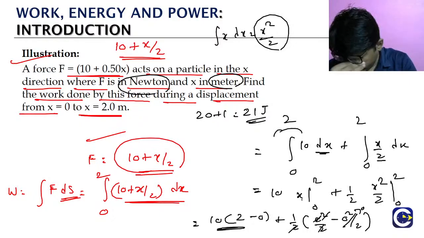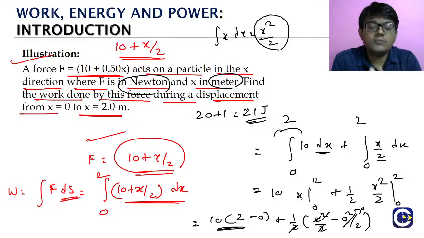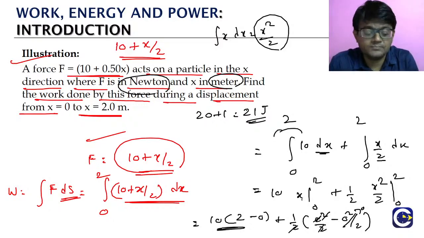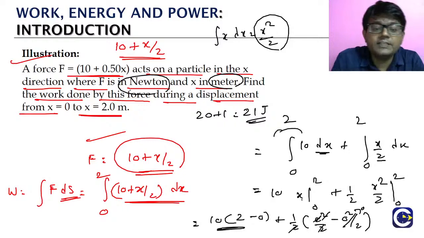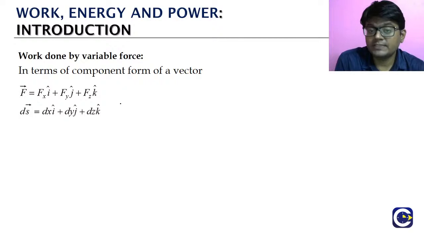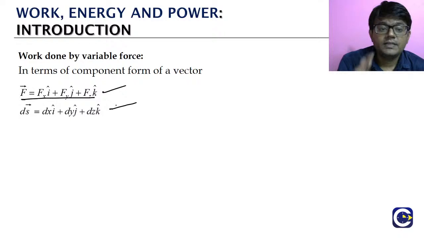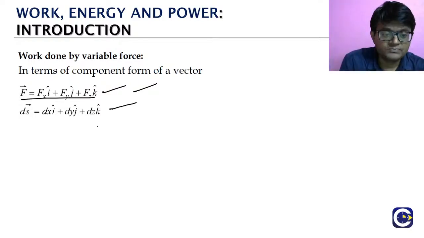Now in this case the force and the displacement are happening in the same direction. But if the force and the displacement are not in the same direction, even for the small displacement, then generally we represent the work by using the component form. See, force we can write as Fx into i cap plus Fy into j cap plus Fz into k cap, the force expressed in component form.